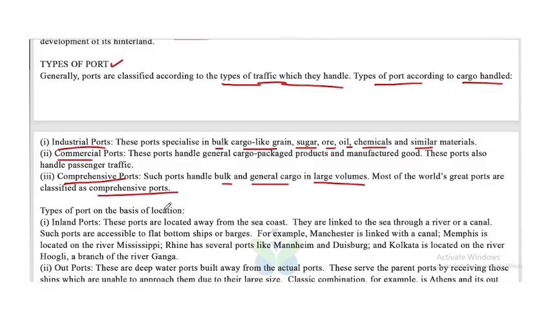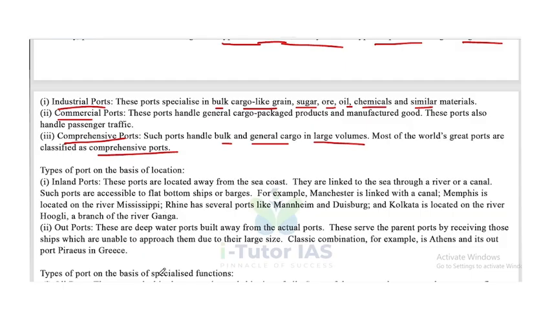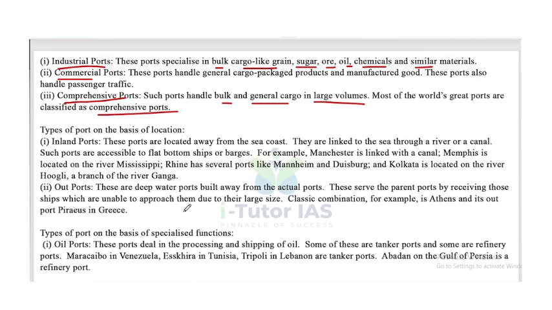Now, types of port on the basis of location. First one, inland ports. These ports are located away from the sea coast. They are linked to the sea through a river or a canal. Such ports are accessible to flat bottom ships or barges. For example, Manchester is linked with a canal, and Memphis is located on the river Mississippi.